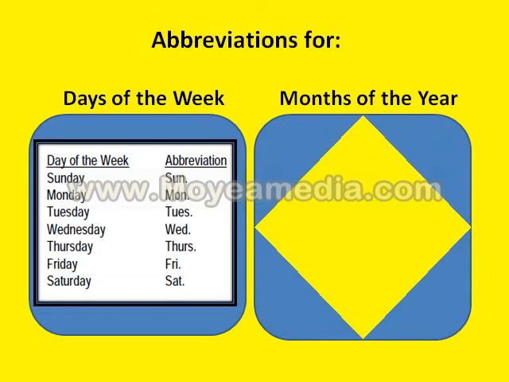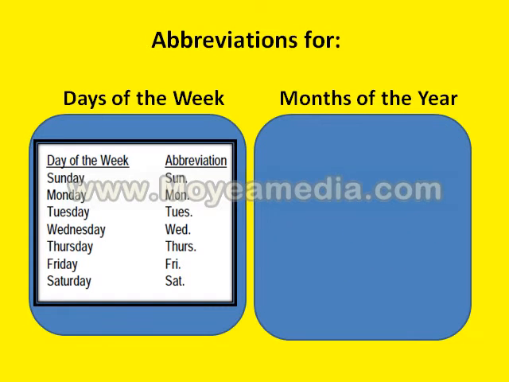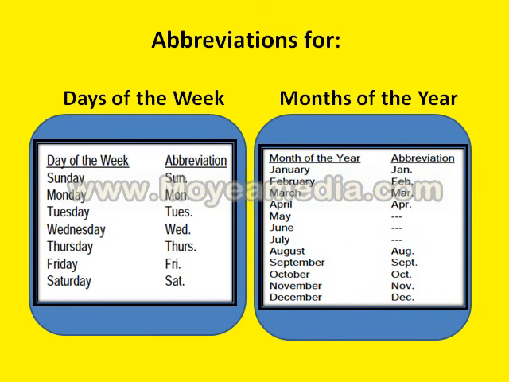Now let's have the months of the year. How many months do we have in 1 year? Fabulous. We have 12 months in the year, namely January, February, March, April, May, June, July, August, September, October, November, and December. So what is the abbreviation for January? Very good. JAN followed by a period. How about February? Excellent. FEB followed by a period.